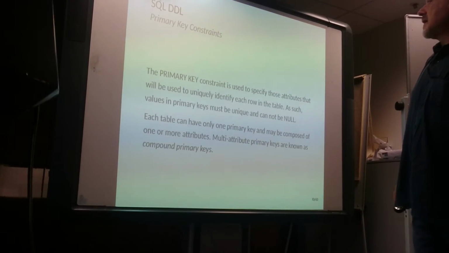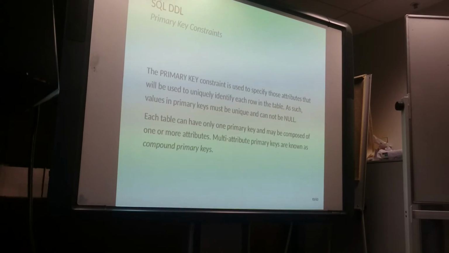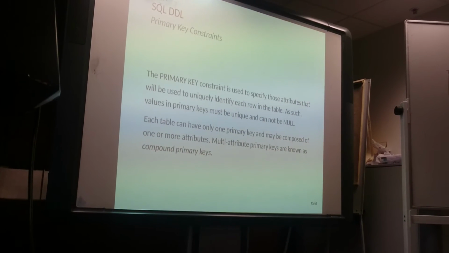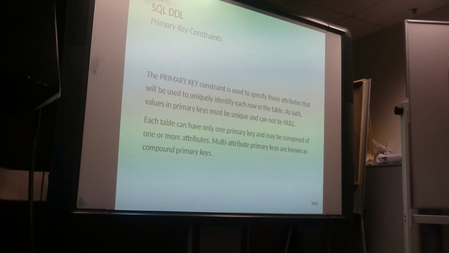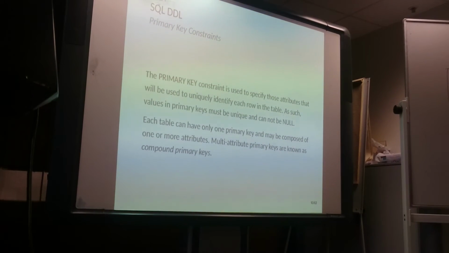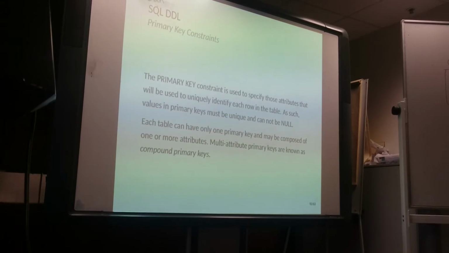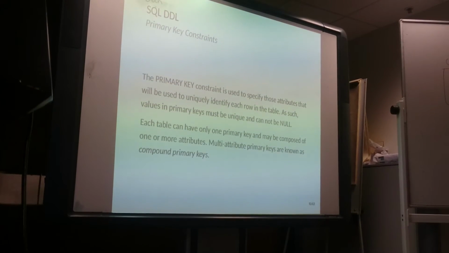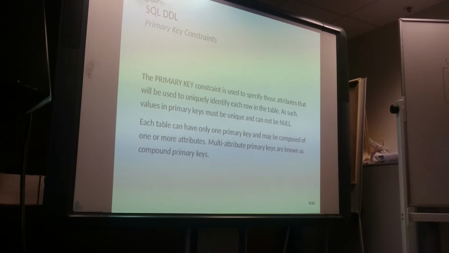So the primary key constraint is used to specify the attribute or attributes that are going to be used to uniquely identify a row. A row is also called, in official database relational theory, a tuple. Have you heard that term before? Yeah. Okay. So when I use tuple and row, I'm using them interchangeably.